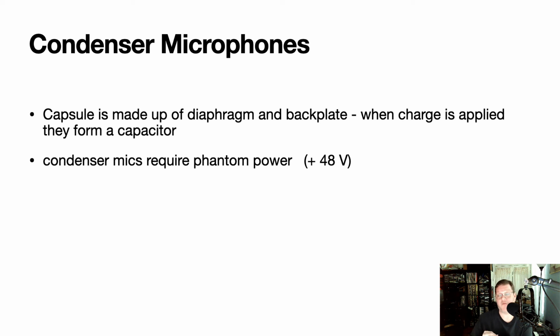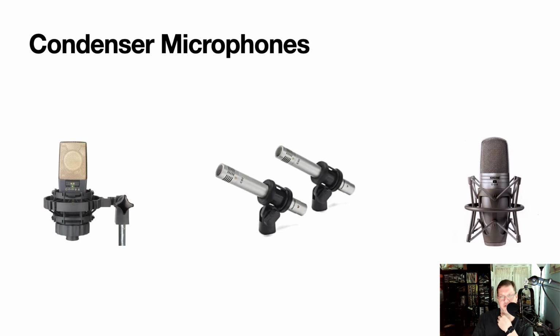Condenser mics require phantom power, so if you see a button that says plus 48 volts, that's what that means. And they tend to be much more sensitive because there's this applied power to them. They can really react to sound quickly and pick up very subtle aspects of the sound.